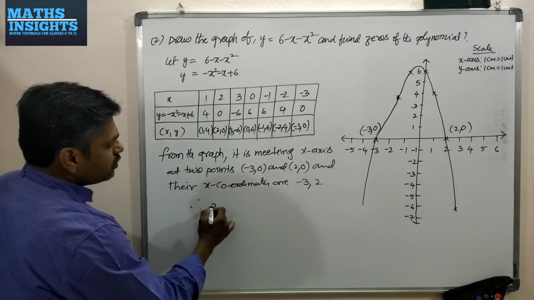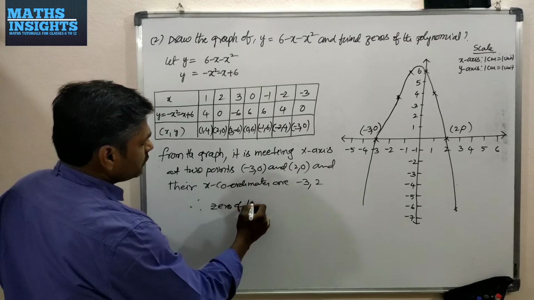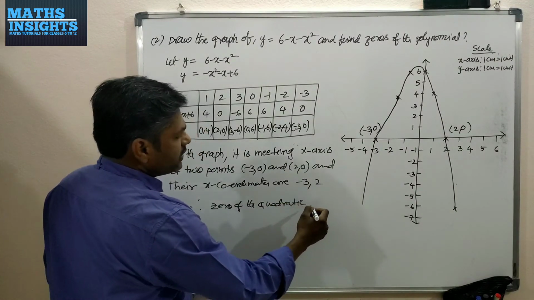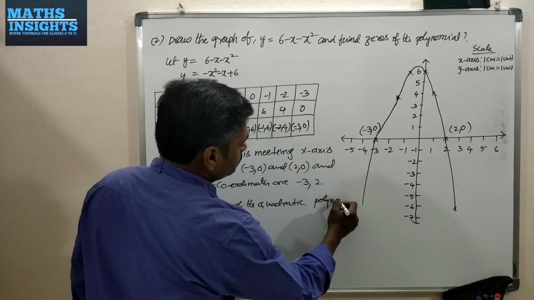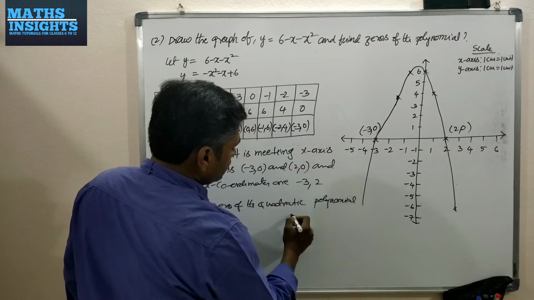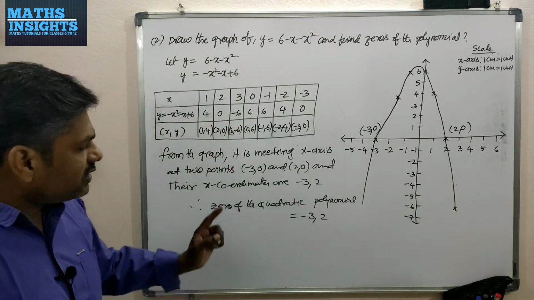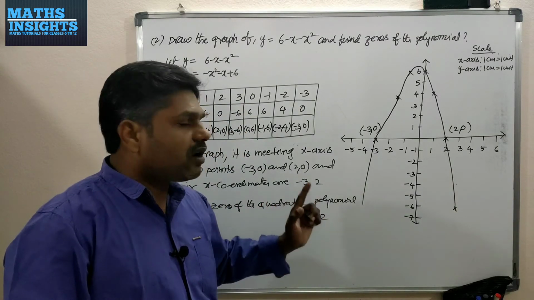Therefore, zeros of the quadratic polynomial are equal to minus 3 comma 2. You may verify whether these zeros are correct or not.